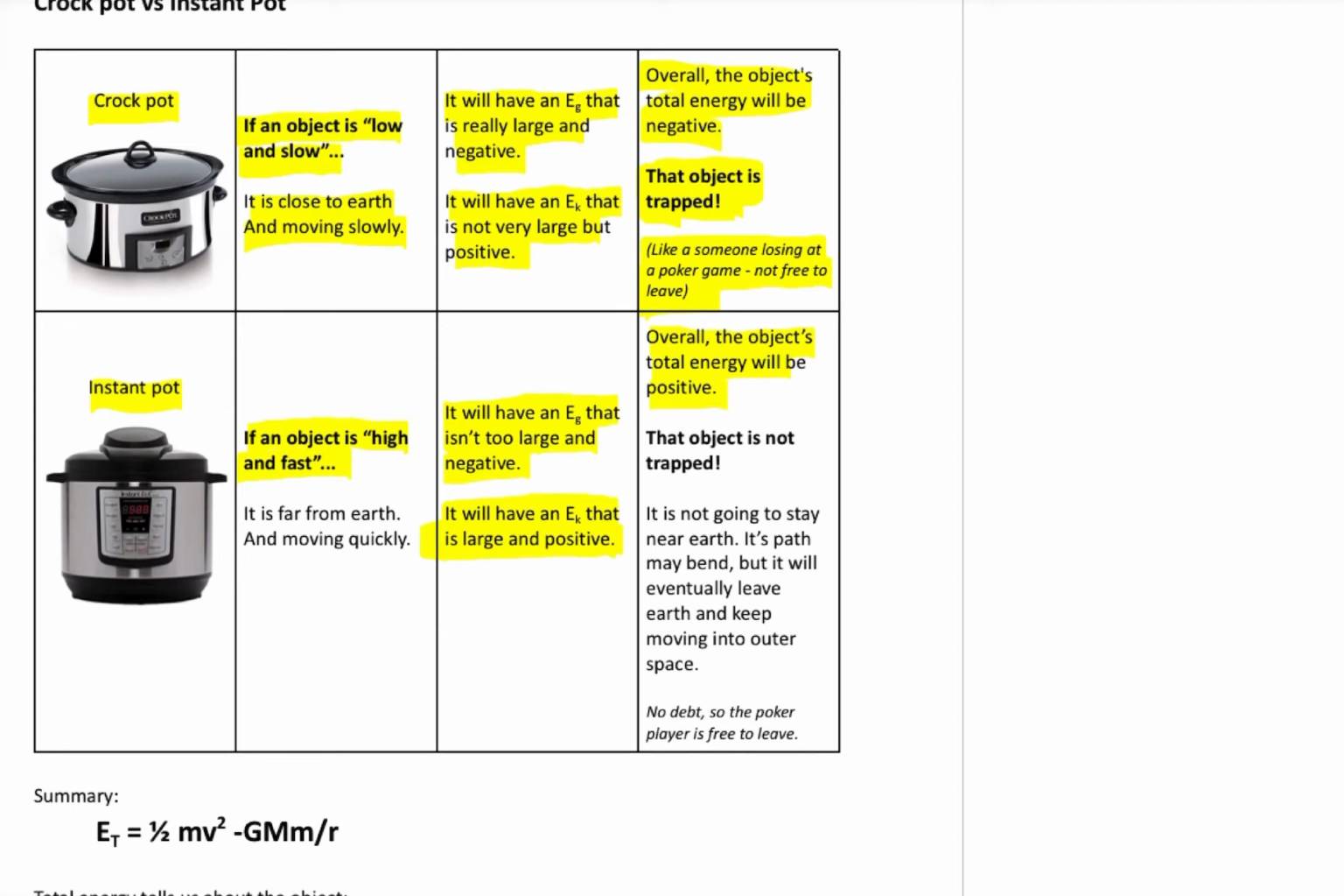If we do the math and find that the total energy on an object is positive, that object is not trapped. Its path may bend because it's close to Earth, but it will leave and keep flying into deep, deep outer space. This is like you at the poker game and you're doing so well, you're positive money, you can get up and walk away whenever you want. This is things like maybe you read in the news, you see NASA notices an asteroid approaching Earth. They would do the math on it and compare the kinetic energy of that asteroid to its gravitational field energy. As long as that number comes up positive, we know that that asteroid isn't going to hit us, unless it's on like a direct route and going to just fly into us.